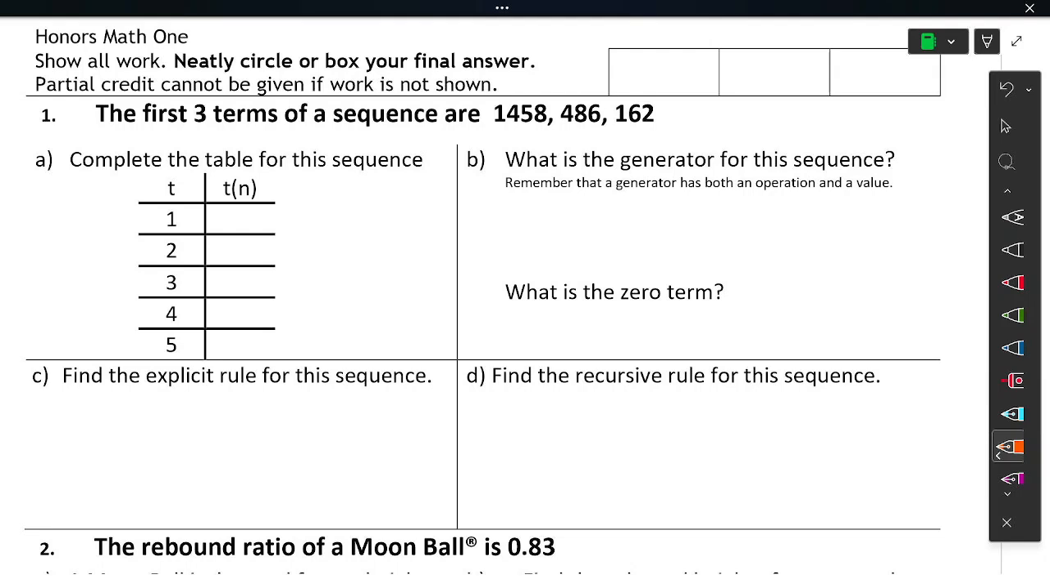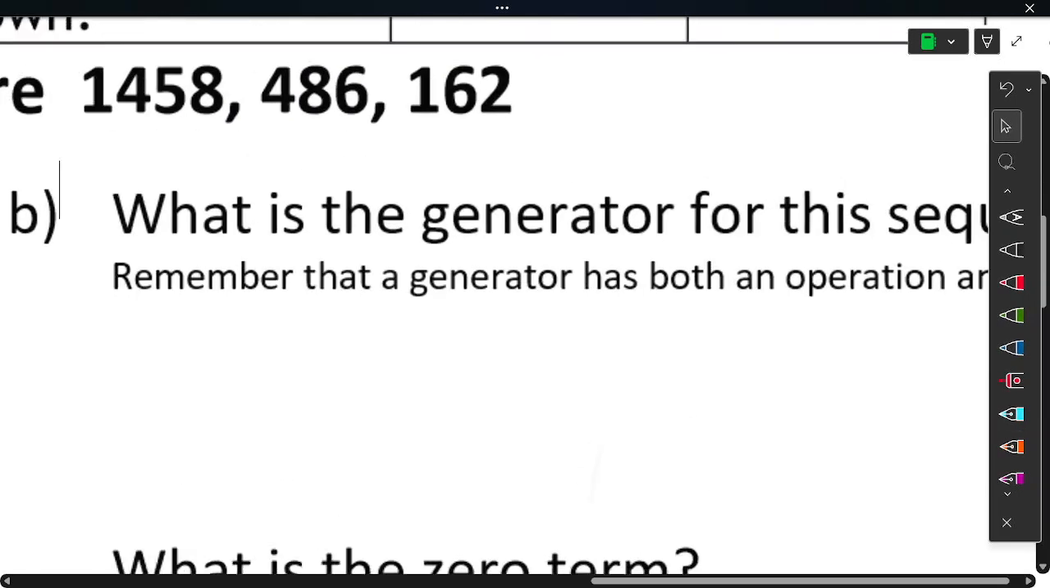This was a brief test, not a lot of time in the day, just a single piece of paper, front and back. Let's start with the first question. The first question says the first three terms of a sequence are, and then it gives us those values.